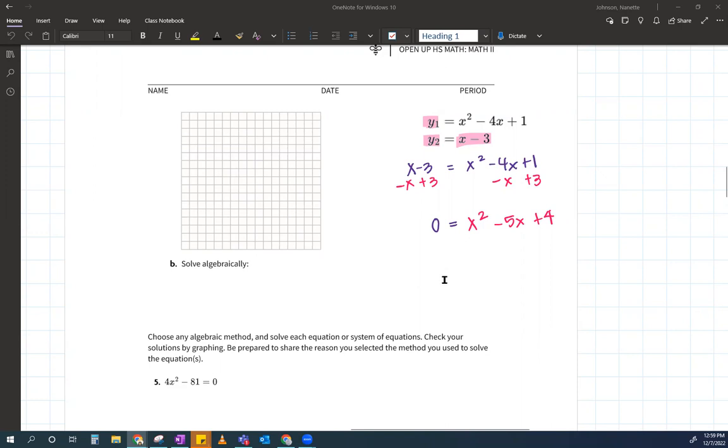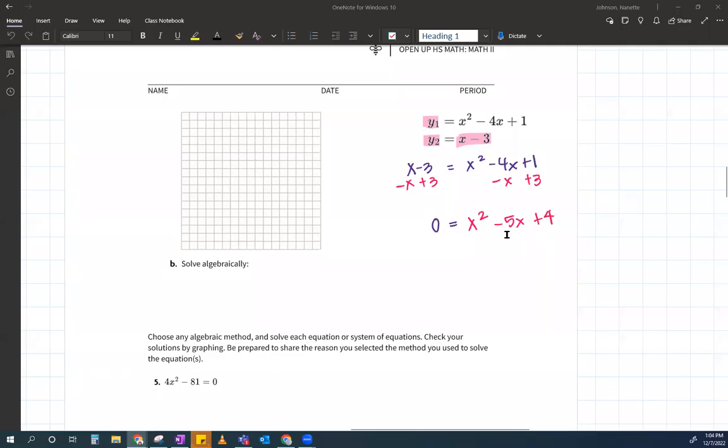So with that being said, I'm going to have you pause again, and I want you to choose your favorite way: factoring, completing the square, or the quadratic formula. You can't use graphing because we already used graphing. So choose your favorite way and then solve it. Got it? All right.